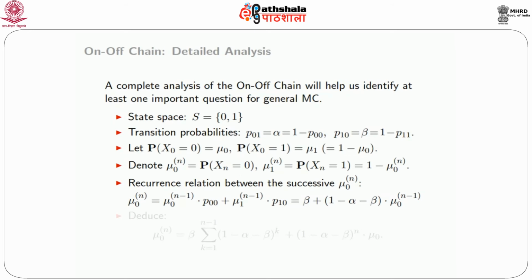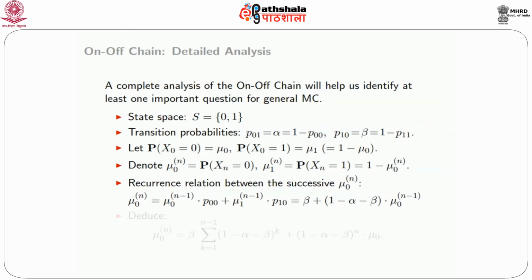But then, using the fact that mu1n minus 1 is 1 minus mu0n minus 1, you can write the right hand side completely in terms of mu0n minus 1. And if you do that, the second expression on the right is what you get: beta plus 1 minus alpha minus beta into that. So essentially I have expressed mu0n in terms of mu0n minus 1. That's what we meant by the recurrence between the successive mu0n's.